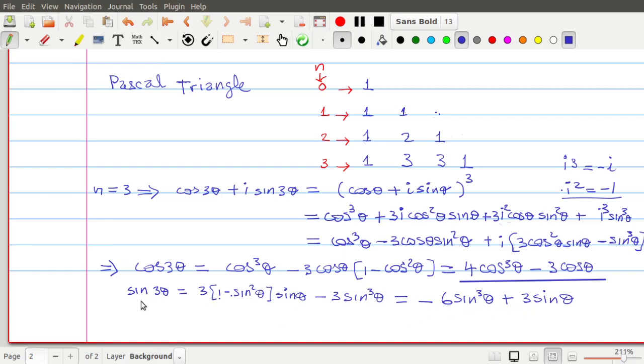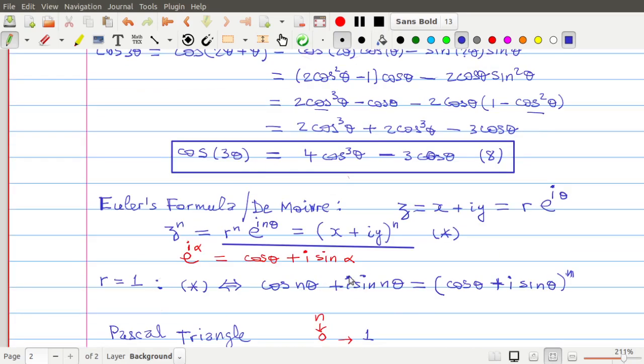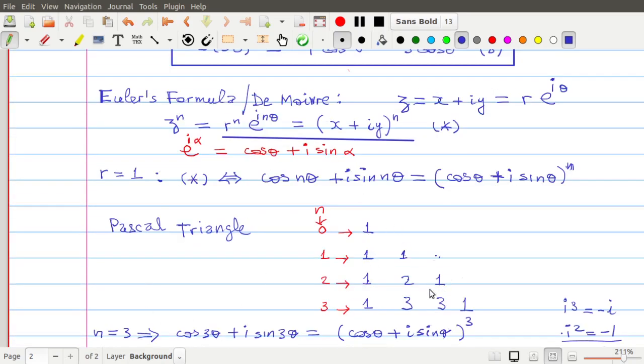So if you have cosine or sine of any angle, twice angle, triple angle, quadruple, and whatsoever, we can use this Euler's formula and Pascal triangle, or we can use just a binomial formula and we get the various results. So we can stop here for this session, and we will continue next time.